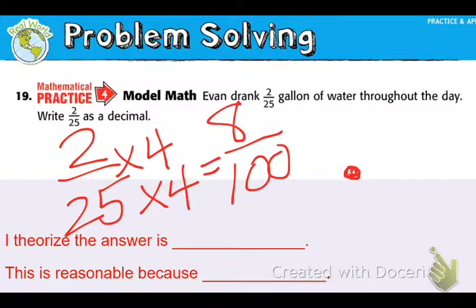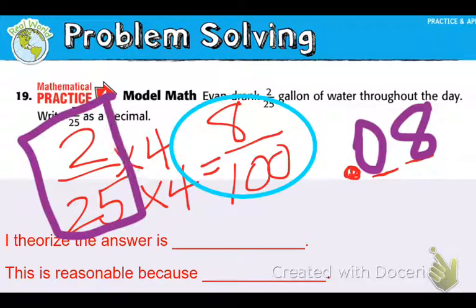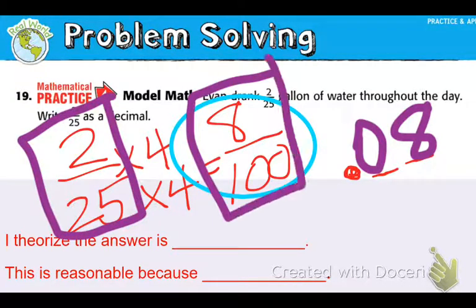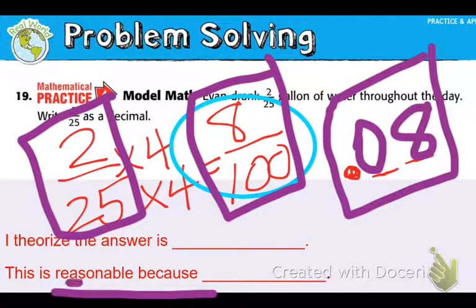Now I can make sure that 8 goes in the hundredths place. Tenths, hundredths. So I'm going to put my 8 in the hundredths place. Put a 0 as a placeholder in the tenths. 2/25ths is equivalent to 8 over 100, or 8 hundredths. It's reasonable because they have the same worth, the same value.